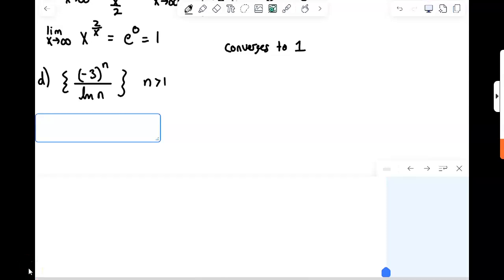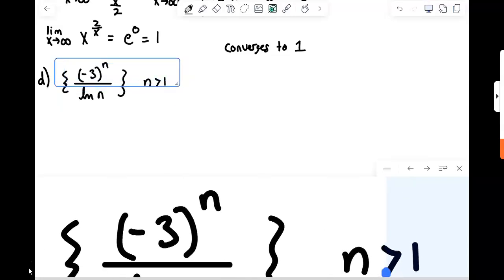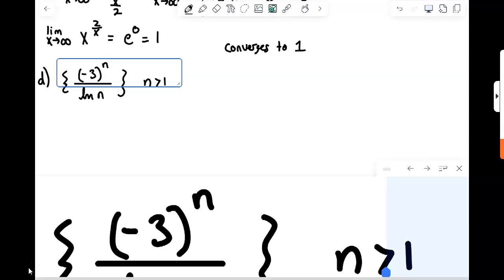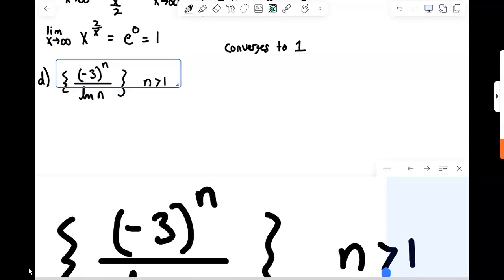Okay, so up next we have this sequence here, (-3)^n divided by ln n. So this has an alternating sign on it. The sign is alternating, so when n is even, this will have a positive sign because of the (-3) to the n. And when n is odd, this will have a negative sign.